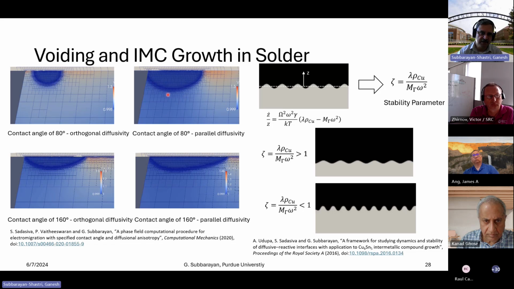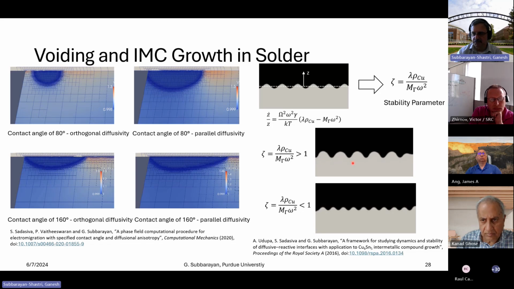Here, for instance, voiding and IMC growth in solder. The left-hand side is electromigration voiding with anisotropic diffusivity. In this case, the diffusivity is greater in this direction. In the second case, the diffusivity is greater in the horizontal direction. You get different void shapes. And here we are looking at studying the stability of the IMC growth. These are all published work.